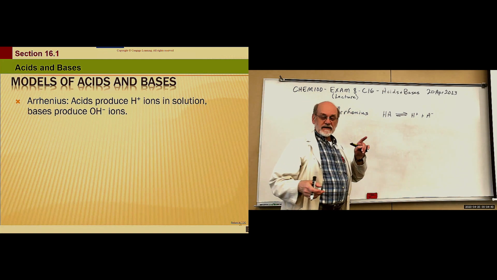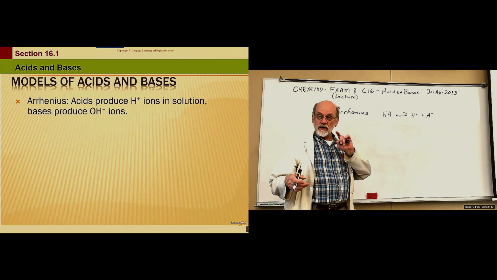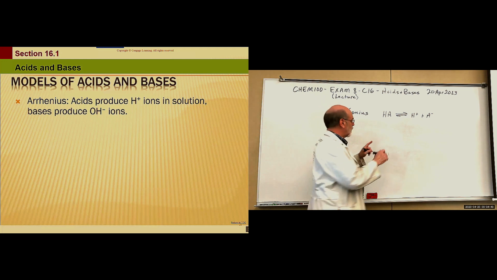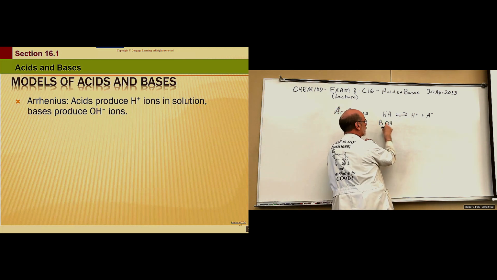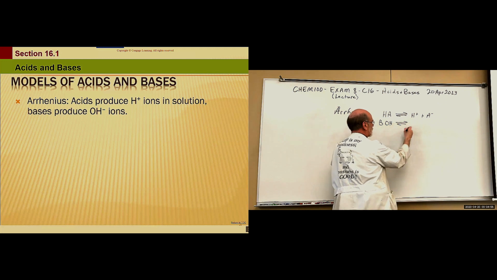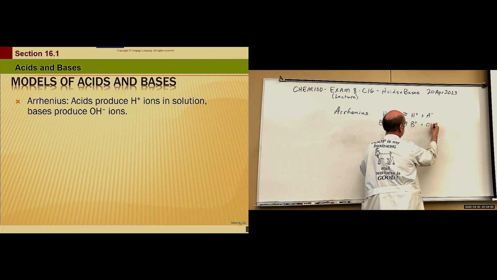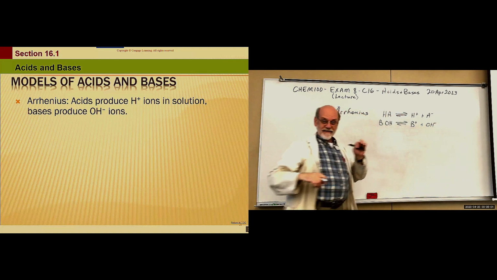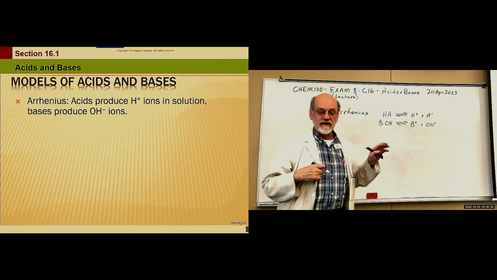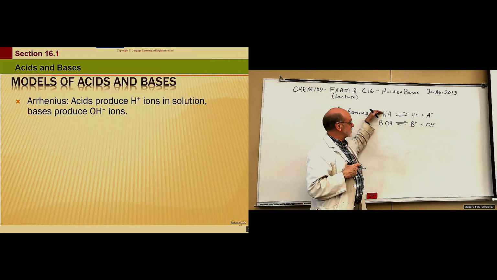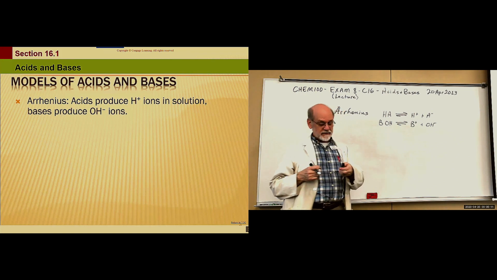Arrhenius also said that bases will follow a similar process, only now we have some part of the molecule and a hydroxyl group. And this would produce that plus that. That was Arrhenius' concept. The molecules must have hydrogens for acids, hydroxyls for bases.